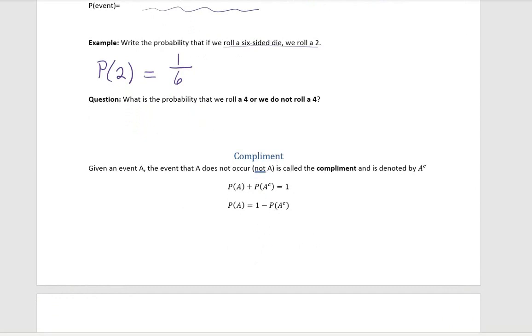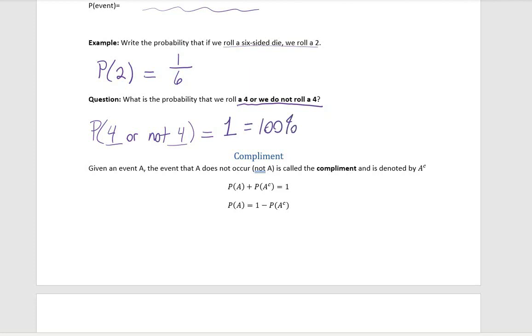Now, the next question is, what is the probability that we roll a 4 or we do not roll a 4? So when we do an OR statement in mathematics, we're putting these two situations together. So if we roll a 4, we're happy. That's an outcome we want. If we don't roll a 4, well, we're still happy. That's still an outcome that we want. So the probability that we roll a 4 or not a 4, well, if I roll a 4, or if I don't roll a 4, that kind of covers every possibility. So that's going to give me a probability of 1, or 100%.